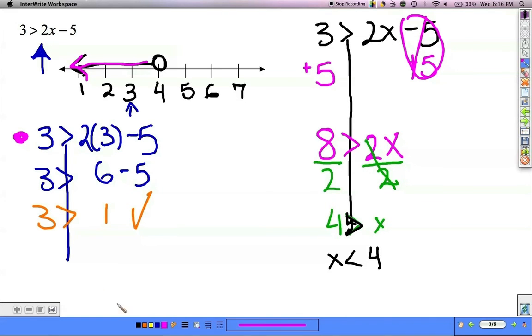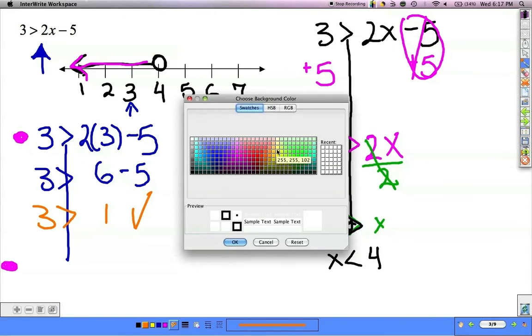And we can go ahead and check. I want to see what happens when we actually plug in 4, since now we're just talking about greater than, not greater than or equal to. So let's see. Give ourselves a new color.